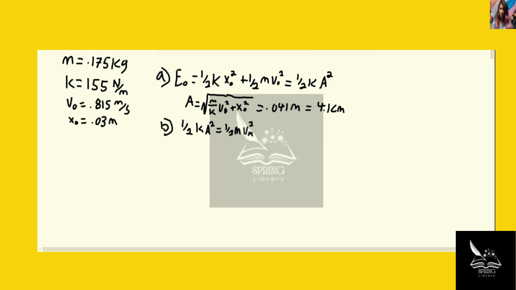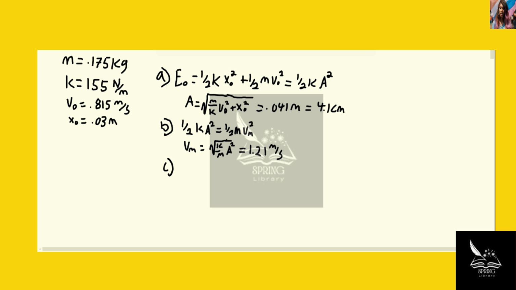We do a little bit of solving for V max, and we get that V max is going to be equal to the square root of k over m times the amplitude squared, which in this case is going to be 1.21 meters per second. Cool, and then we're going to go on to part C.